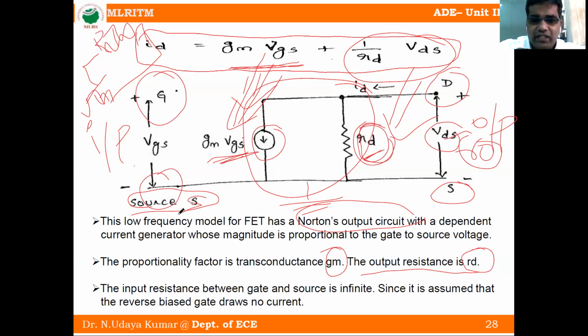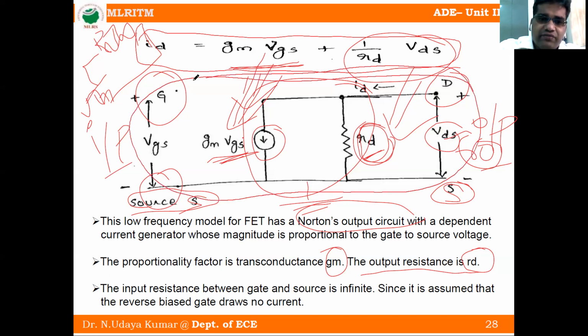Here the source terminal is common to ground. So the source terminal is common to both input and output. That's why we call it a common source amplifier. So this whole thing we can write as a transistor. This is a FET. This looks like a Norton's output.